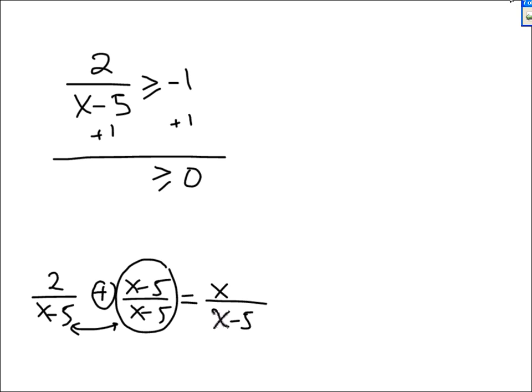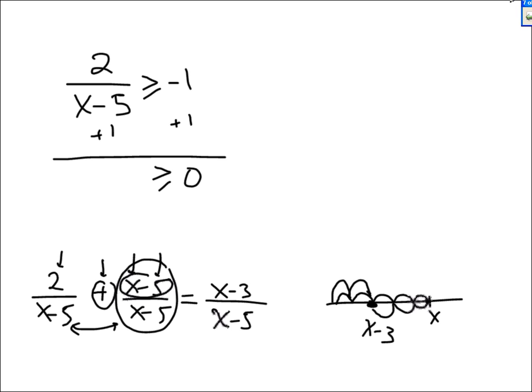And if you have x, and you take away 5, but then you add back 2, you're at x minus 3. If you're at x, you take away 5. 1, 2, 3, 4, 5. X minus 5. And then you add 2. 1, 2. So I am right here. Here's x. I took away 1, 2, 3. That's x take away 3. So this here means x minus 3 over x minus 5 is greater than or equal to 0.